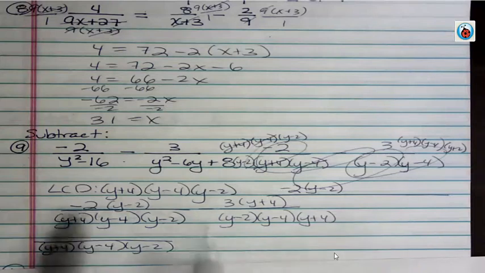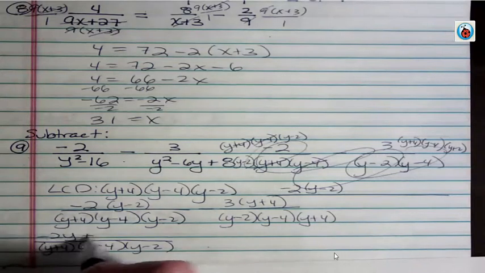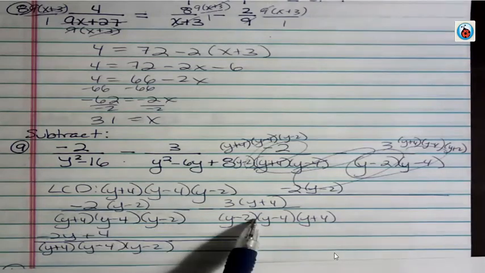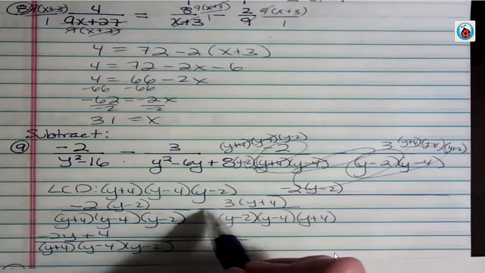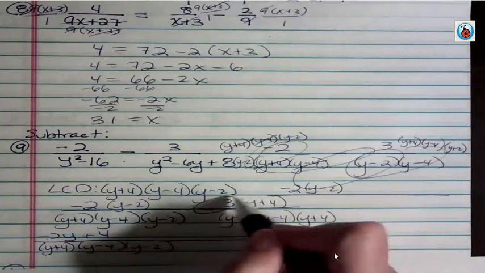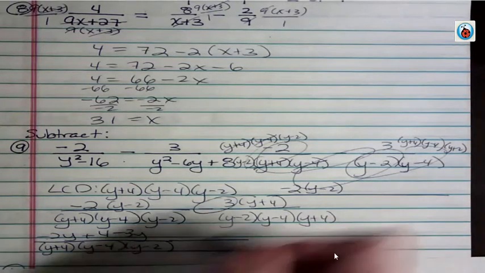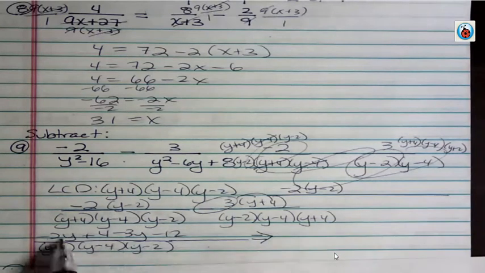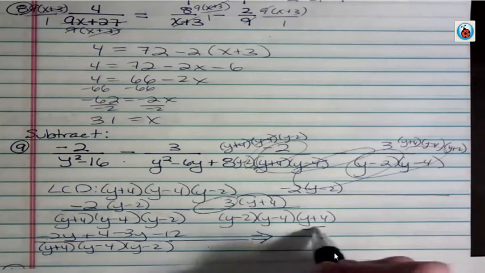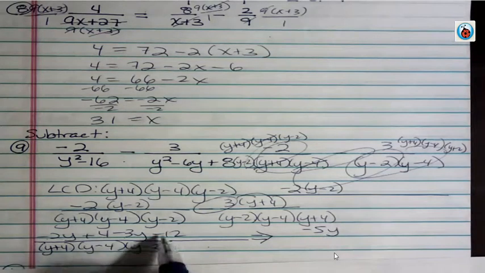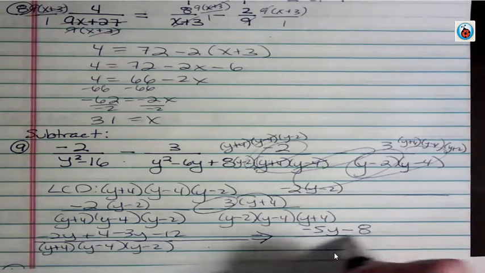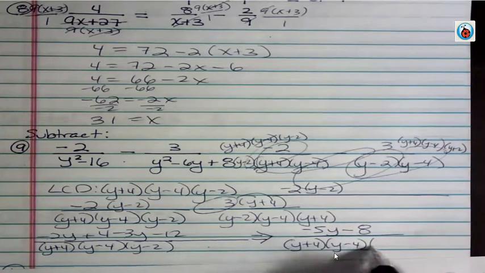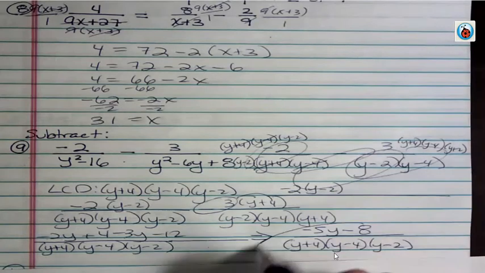And then up here I have negative 2y plus 4. I'm just going to write the denominator once because when you have the same denominator, it goes over that common denominator. And here, this is like a negative 3. So I have negative 3y minus 12. And that means that my final answer, negative 2y and negative 3y, is negative 5y. 4 minus 12 is negative 8. And on the bottom, I have y plus 4, y minus 4, y minus 2. And that's going to be my final answer.